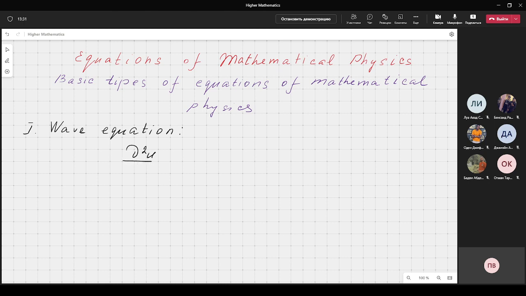The second derivative with respect to t of the function u equals a squared times the second derivative of u with respect to x. Formula 1.